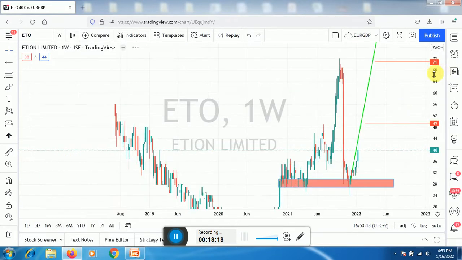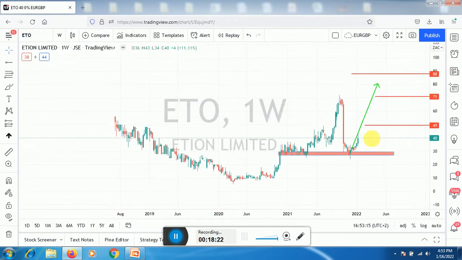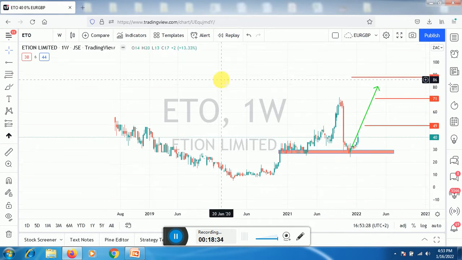It looks really attractive because it went down aggressively, but now we are seeing that it's rebounding from this level, and you might see it going to 8 cents per share right there. So let us look at VUKILE and ALPHAMIN.